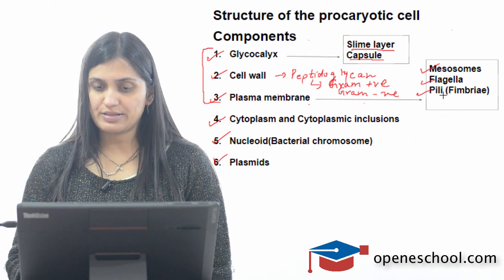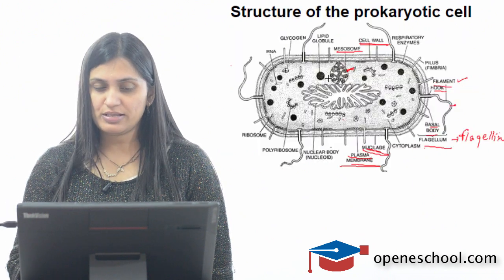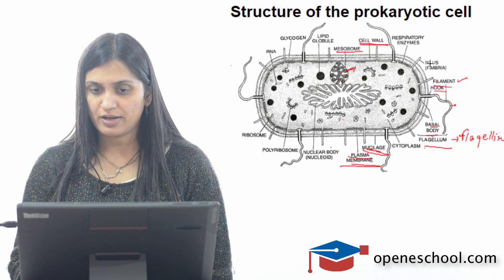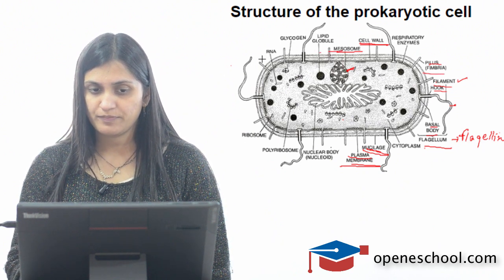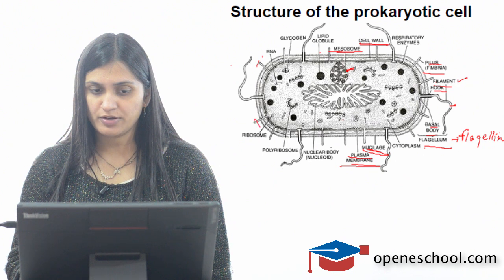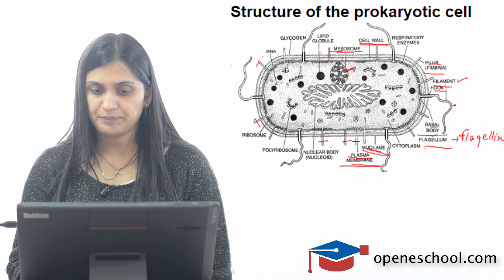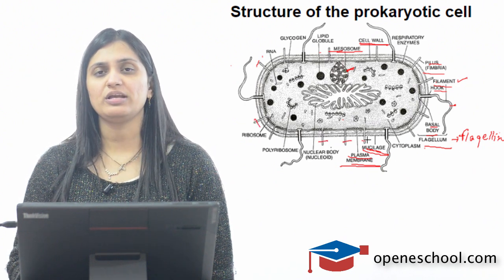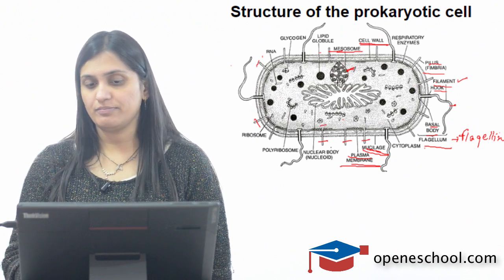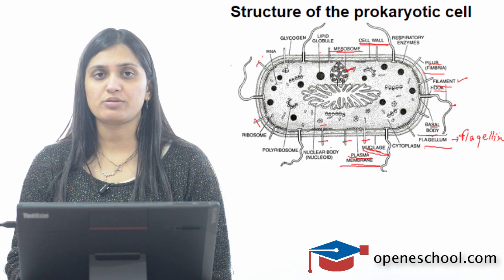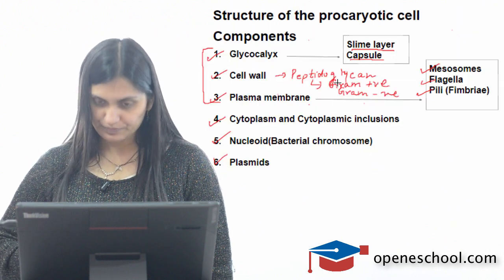Now the third one is the pili or fimbriae. You can see this is pili or fimbriae. They are thread-like structures present all around the bacterial cell. The pili are formed of a protein called pilins, and they help in conjugation and they also help in cell attachment.